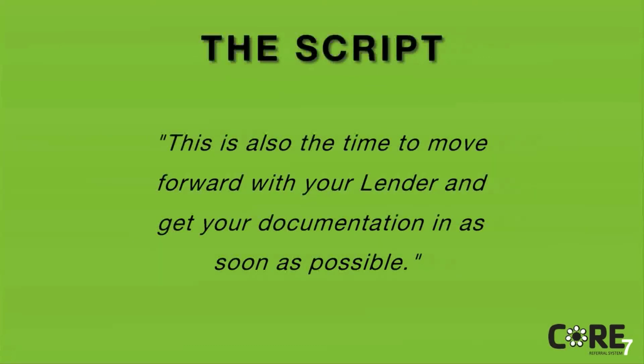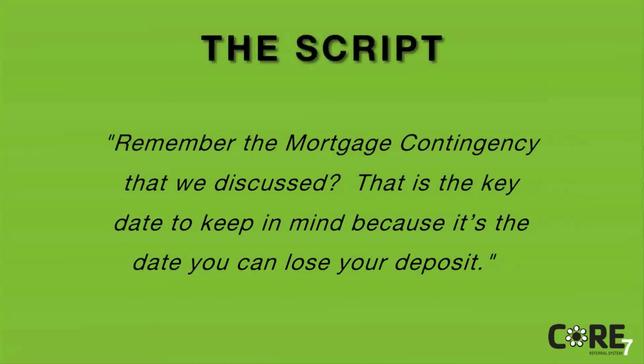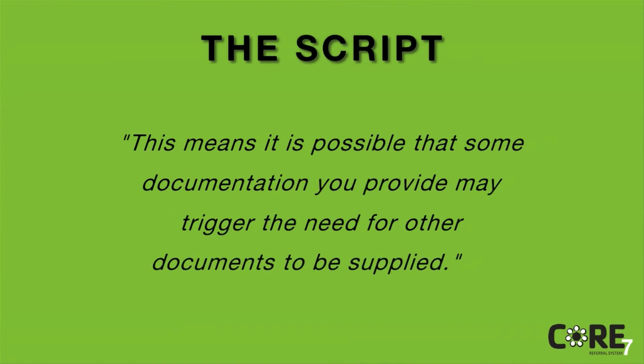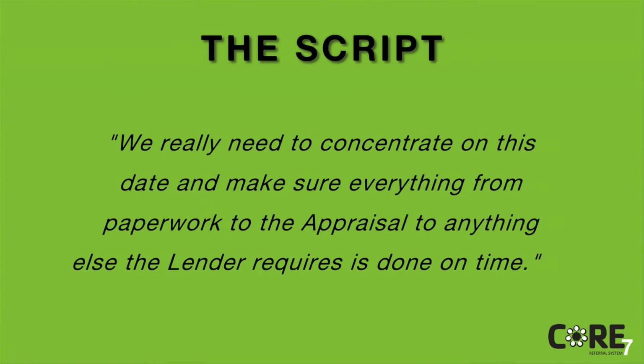This is also the time to move forward with your lender and get any necessary documentation still needed in as soon as possible. Remember the mortgage contingency that we discussed? That is the key date to keep in mind because it's the date you can lose your deposit. All lenders have tight underwriting guidelines that are consistent with the secondary market. This means it's possible that some documentation you provide may trigger the need for other documents to be supplied. We really need to concentrate on this date and make sure everything from paperwork to the appraisal to anything else the lender requires is done on time.